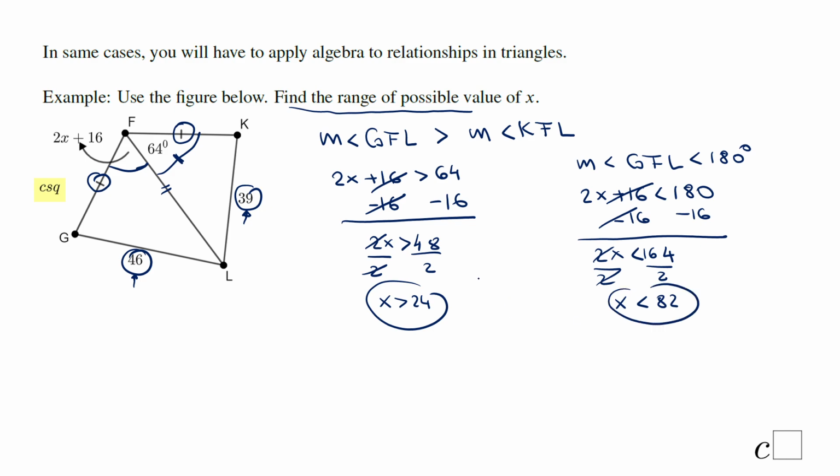Now we're just going to put these two together and say, hey, x needs to be less than 82, which is the second inequality, and greater than 24. This is the range that x can take. It can be between 24 and 82, and then the relationship in these triangles is accomplished.